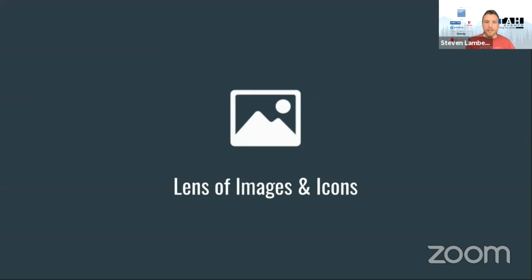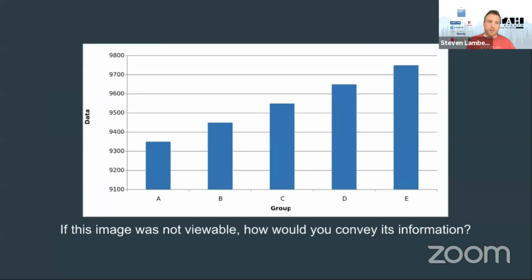Next is the lens of images and icons. So if I were to ask you, if you could not view this image, how would you convey its meaning to the user? A lot of times, maybe when the image doesn't load on a web page, you get text that can replace the image. That text is also what screen readers can use to understand what the meaning of the image is without being able to see it.